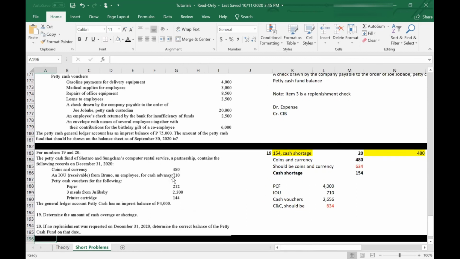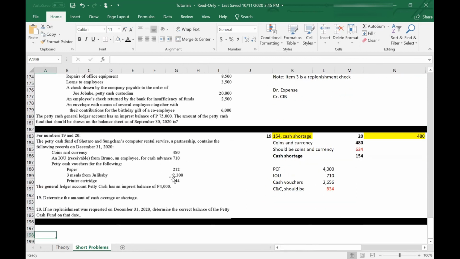We're down to our last two items. So it's still petty cash fund. For number 19, determine the amount of cash overage or shortage. And number 20, if no replenishment was required on December 31, 2020, determine the correct balance of the petty cash fund on that date. So the problem says that the petty cash fund of the company partnership contains the following record on December 31, 2020. So your coins and currency, 480, an IOU, IOU meaning I owe you, may utang ako sa'yo. So it's actually a receivable from an employee for cash advance 70, and you have the following vouchers.